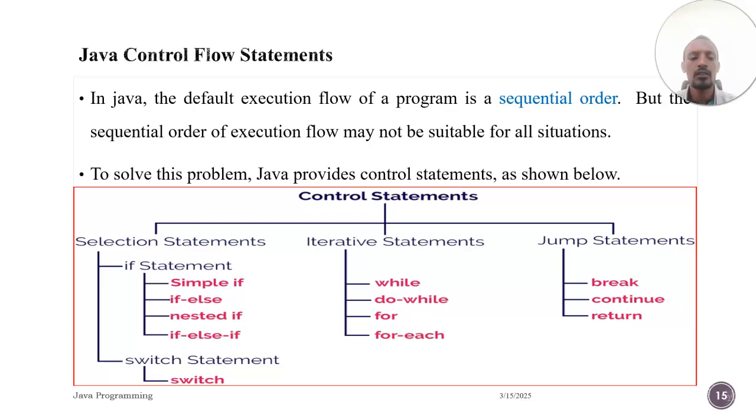In the selection case, what we call branching, they can be categorized into two: the if statement and the switch statement. In the if statement, if some condition is fulfilled, it's going to execute, unless and otherwise, it's going to jump off. The first and the simplest one is simple if. The second one is if else. The third one is nested if. The fourth one is if else if statements. The other case is the switch statement.